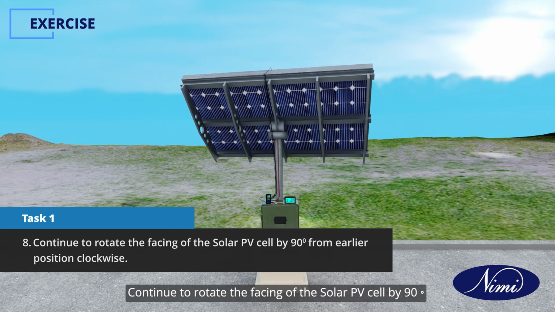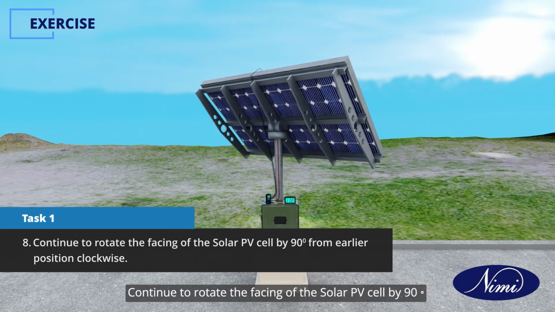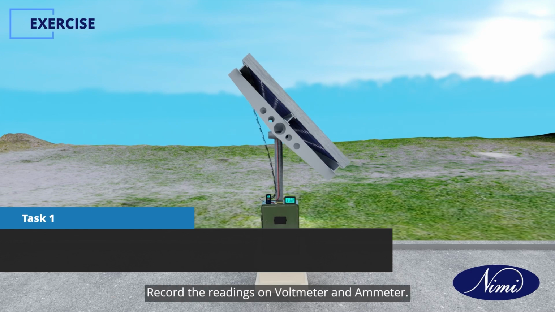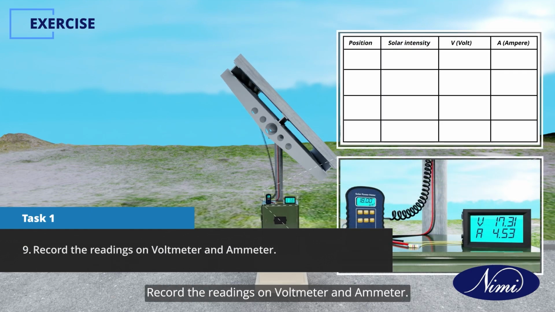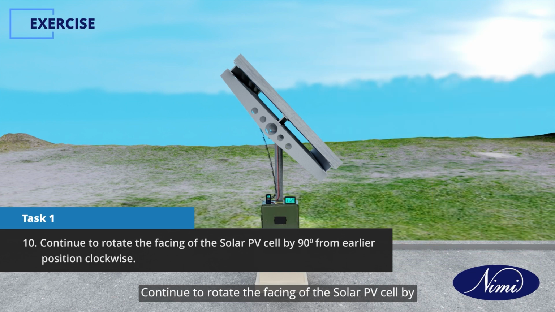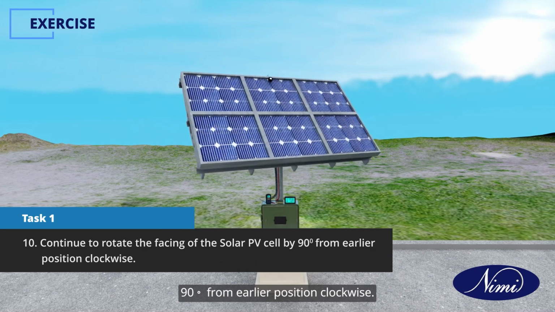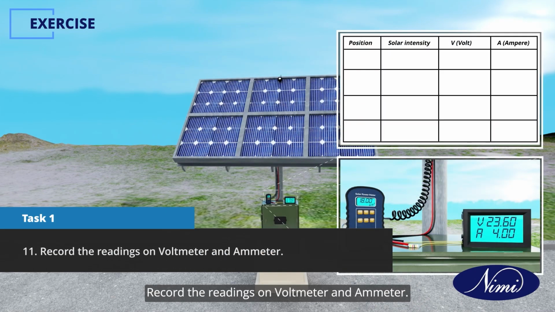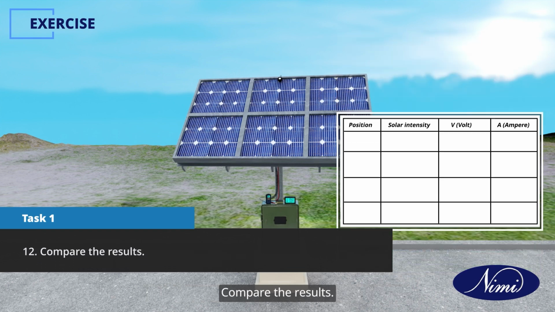Continue to rotate the facing of the solar PV cell by 90 degrees from earlier position clockwise. Record the readings on voltmeter and ammeter. Continue to rotate the facing of the solar PV cell by 90 degrees from earlier position clockwise. Record the readings on voltmeter and ammeter. Compare the results.